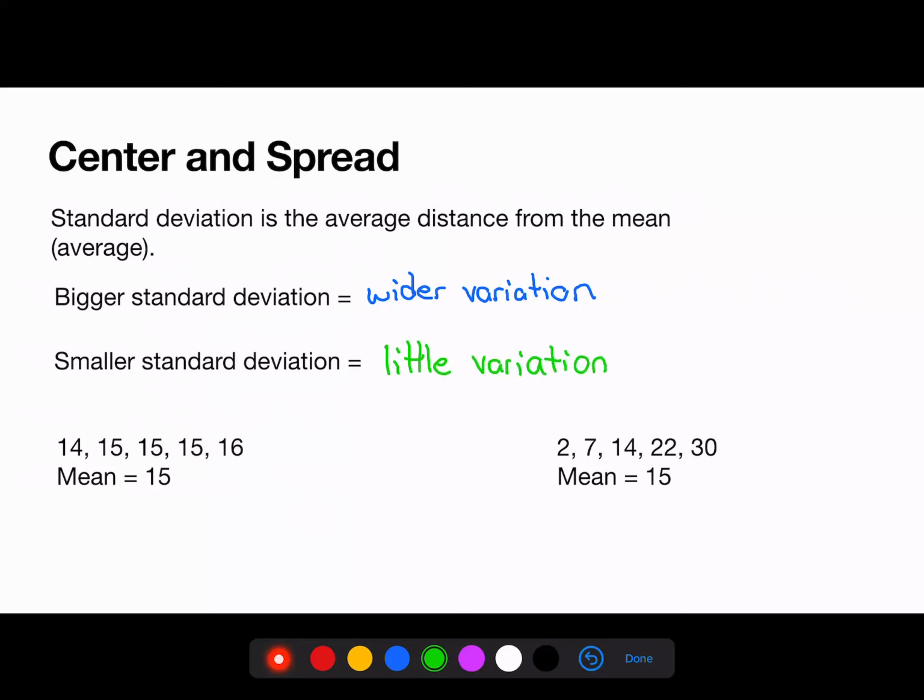Both of these data sets have a mean of 15, but as we can see, the data set on the right has a lot more variation in numbers. The data set on the left is much more consistent.